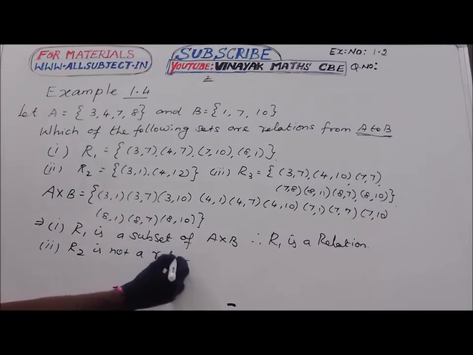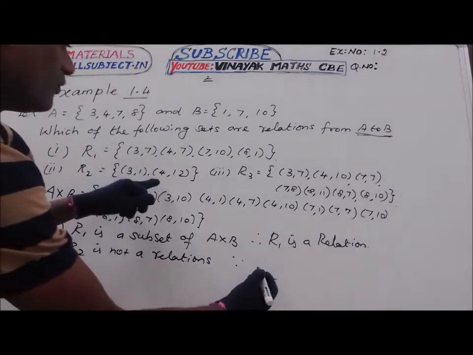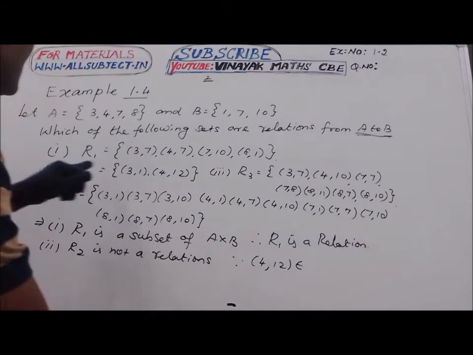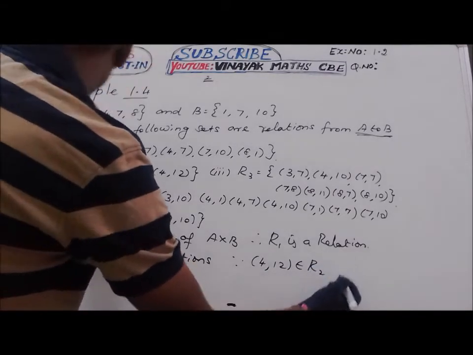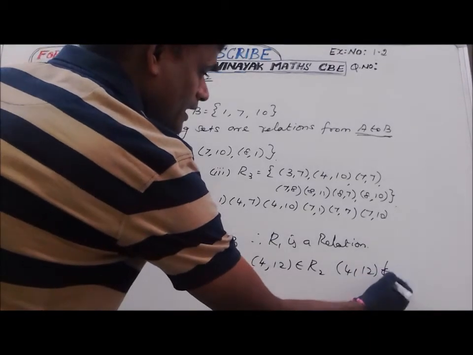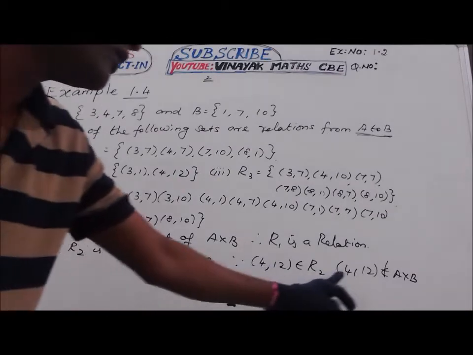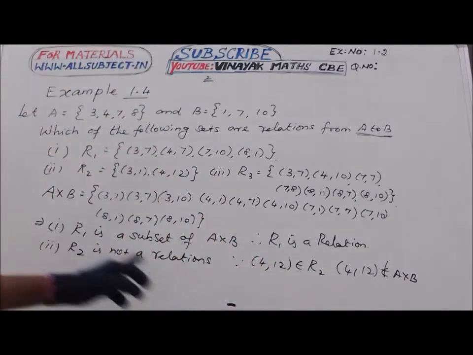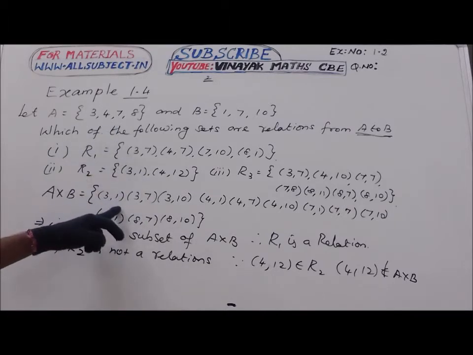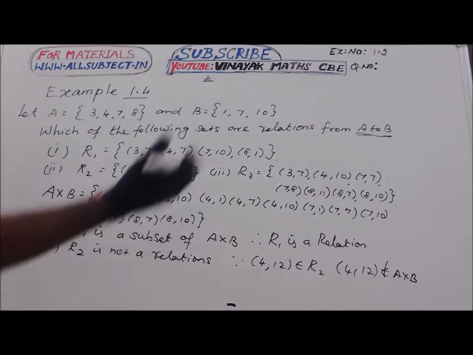R2 is not a relation, since (4, 12) belongs to relation 2, but (4, 12) is not a member of A cross B. Therefore, R2 is not a subset of A cross B. Therefore, R2 is not a relation defined from A to B.